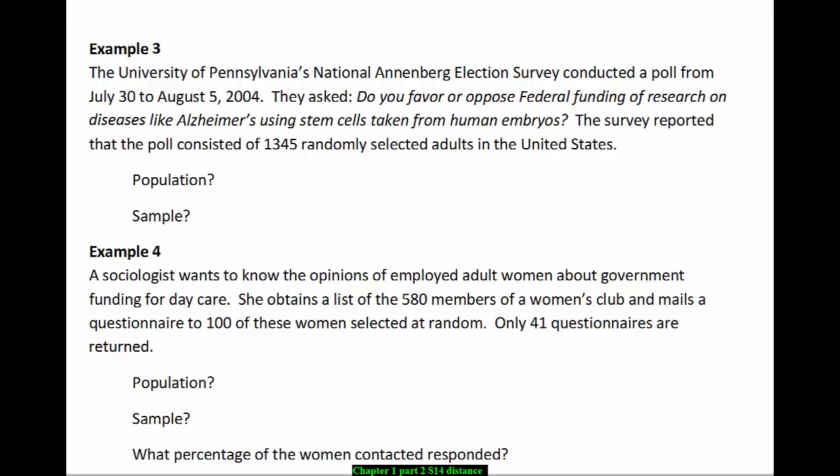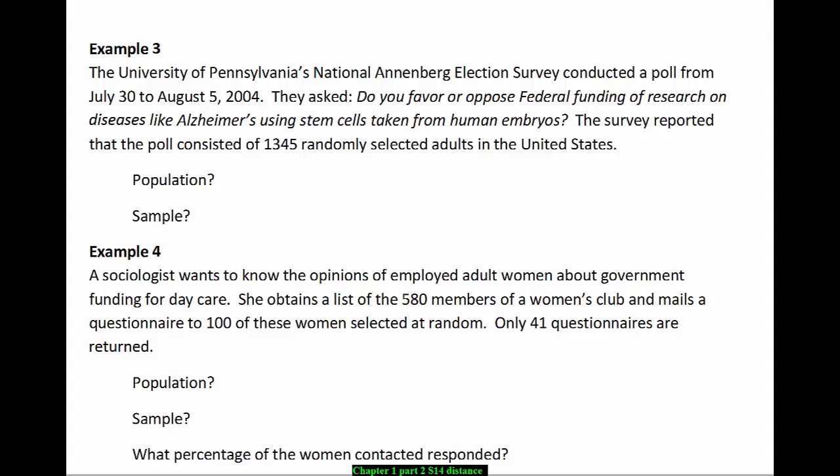So let's do two examples where we pick out the population and the sample. Example 3. The University of Pennsylvania's National Annenberg Election Survey conducted a poll from July 30th to August 5th, 2004. They asked, do you favor or oppose federal funding of research on diseases like Alzheimer's using stem cells taken from human embryos? The survey reported that the poll consisted of 1,345 randomly selected adults in the United States.